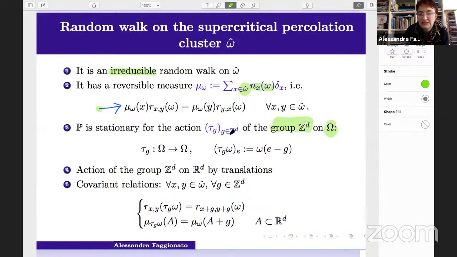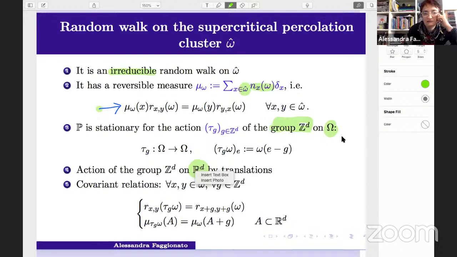Given g in Z^d, you can define a map from the space of environments to itself. Simply defined as follows: you translate the environment back, physically, by g. All the environments, all the numbers 0, 1 associated to edges. But the group Z^d also acts on the physical space R^d. So we have two actions, and the action is the trivial one, the one given by translations.